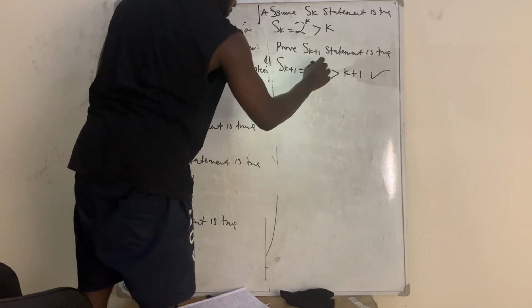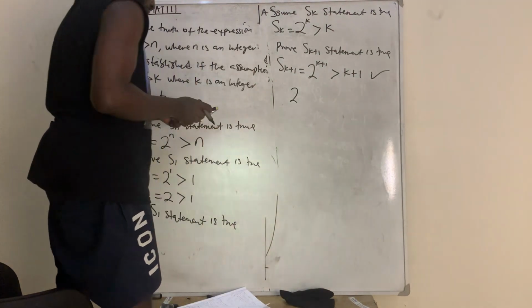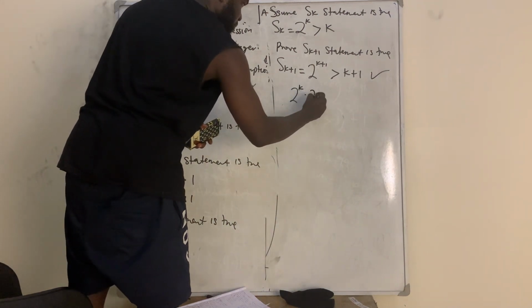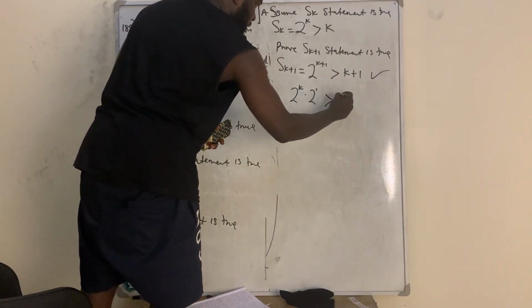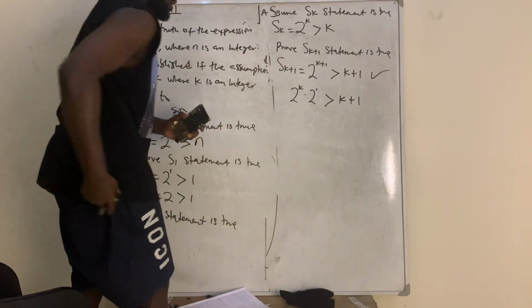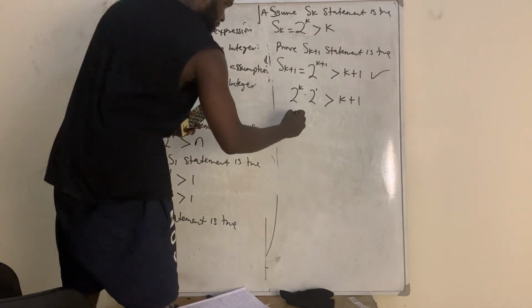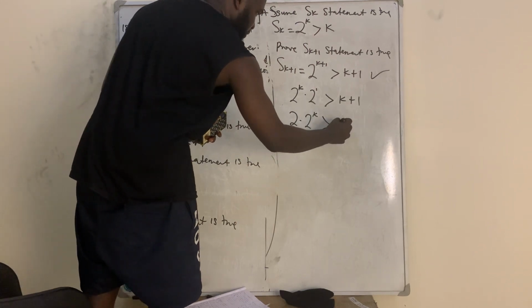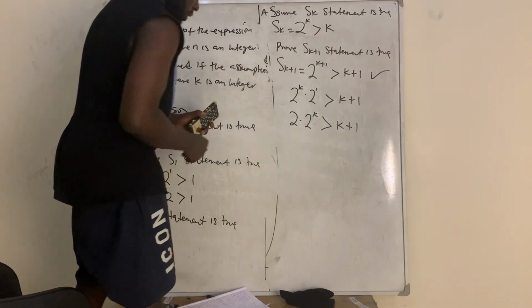But let us continue. So you have 2 raised to power k, separated as 2 raised to power k times 2 raised to power 1, is greater than k plus 1. Now you have 2 times 2 raised to power k is greater than k plus 1.